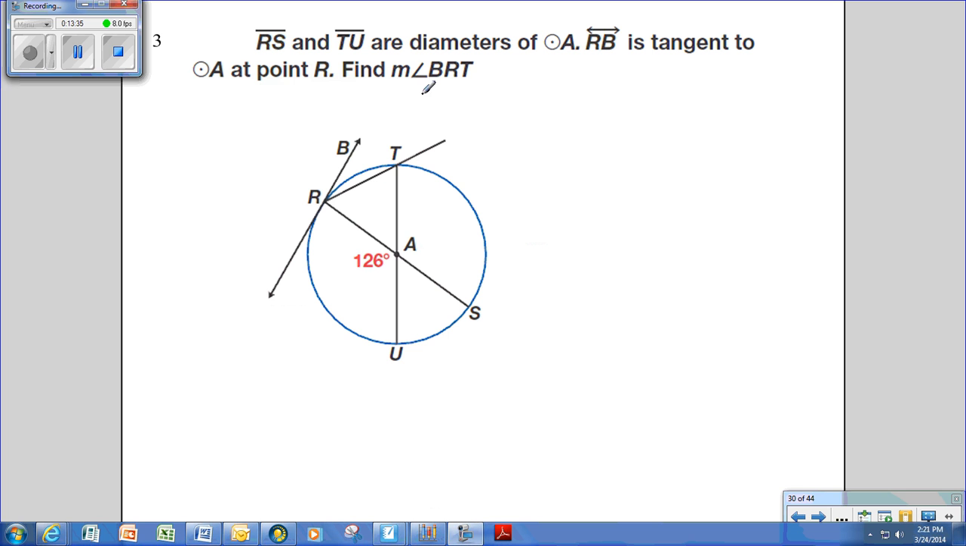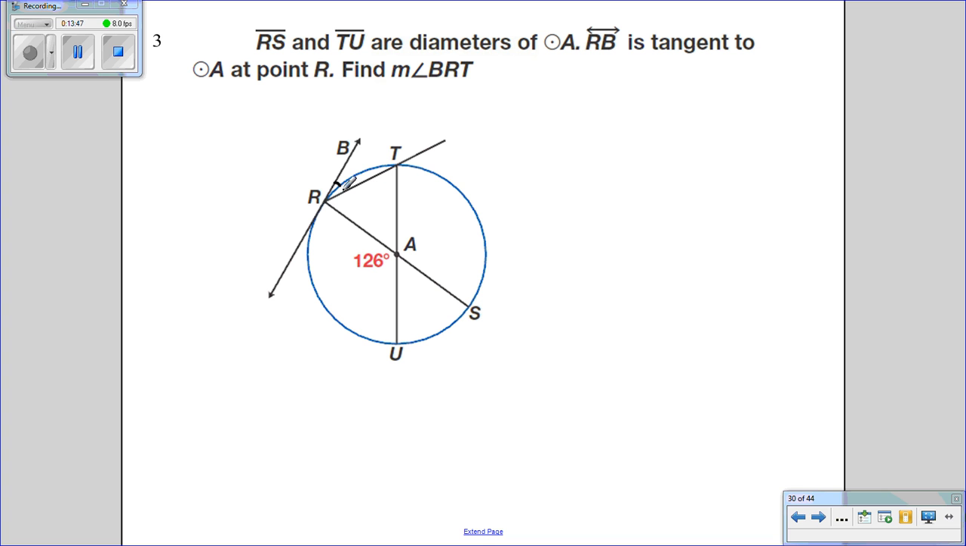All right, let's do one more example with that. RS and TU are diameters of circle A. RB is tangent to circle A at point R. We're going to find the measure of angle BRT. So we want this angle right there.